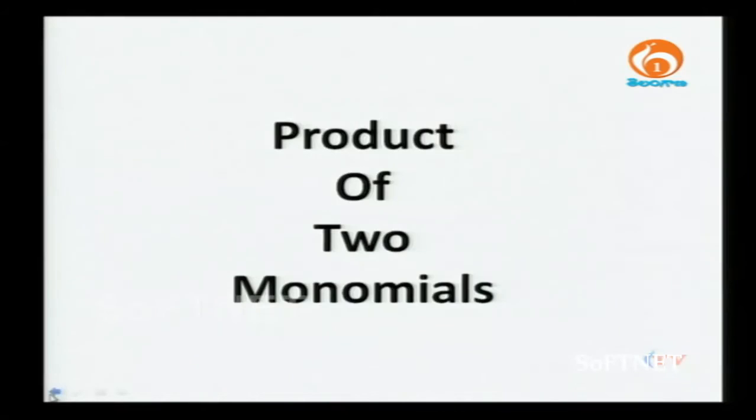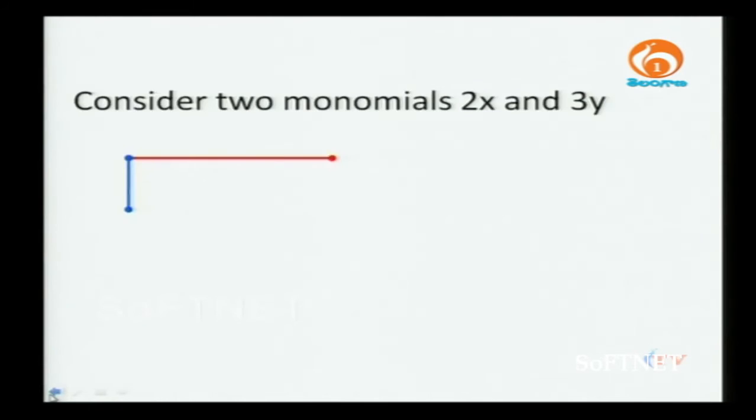Now, actually here we are going to learn the product of two monomials. Here consider two monomials, say 2x and 3y. In this red line represents x and blue line represents y. So, we have 2x. So, we can observe that 2 line segments are taken and 3y. So, 3 blue line segments are taken.